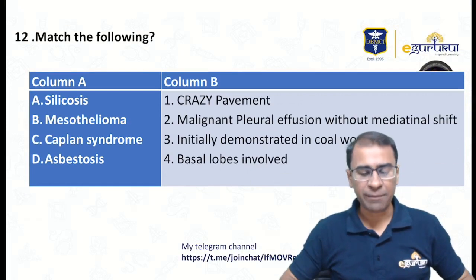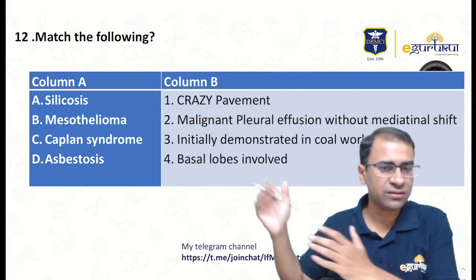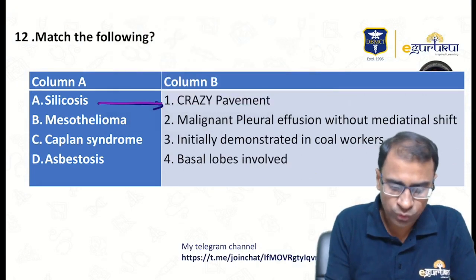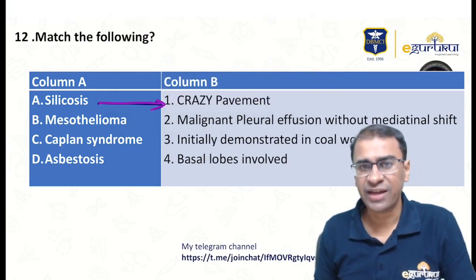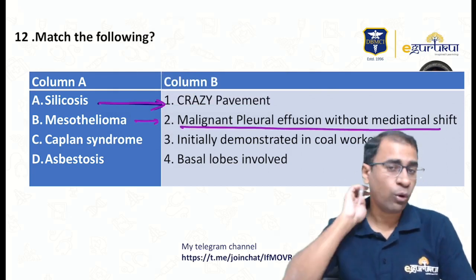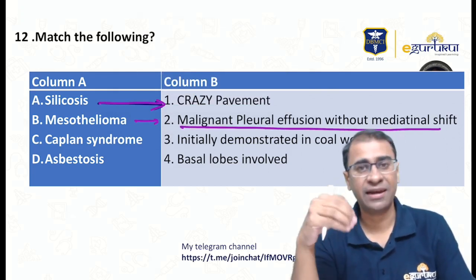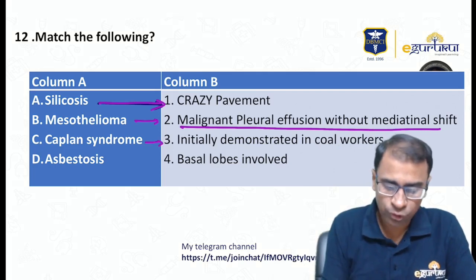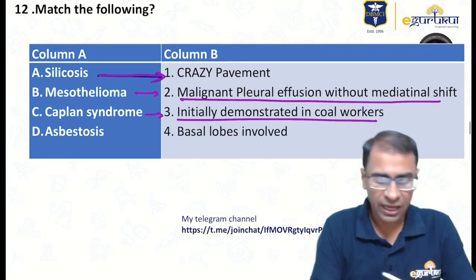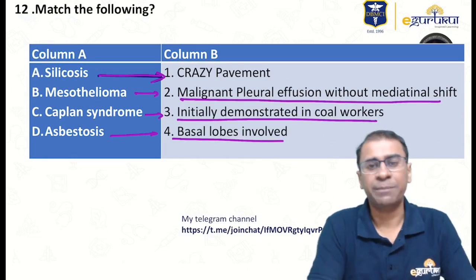Well, this is a typical match the following, and I have already matched it. See, silicosis shows you basically an X-ray finding, a crazy pavement appearance in the X-ray and the CT scan. Mesothelioma shows a malignant pleural effusion without a shift in the mediastinum, and hence is called malignant mesothelioma. Caplan syndrome was shown first in coal worker's pneumoconiosis, and as you all know, involves the basal lobe.